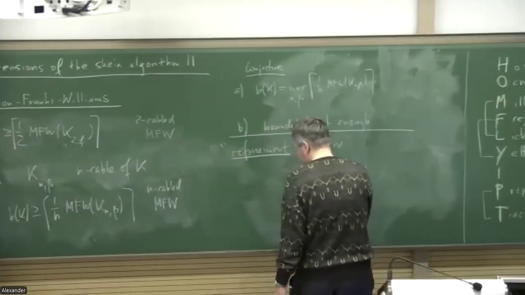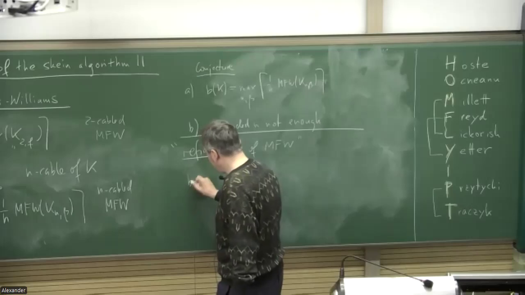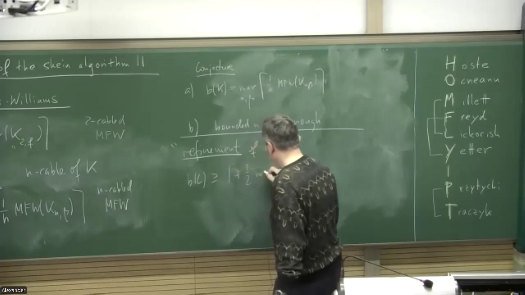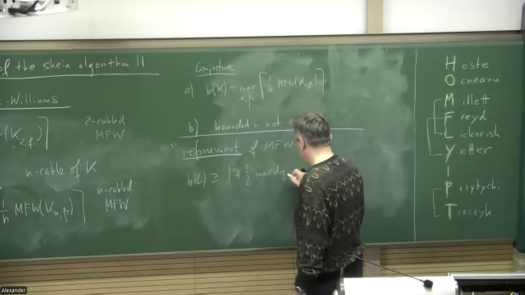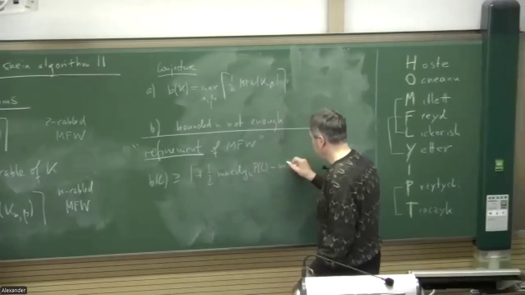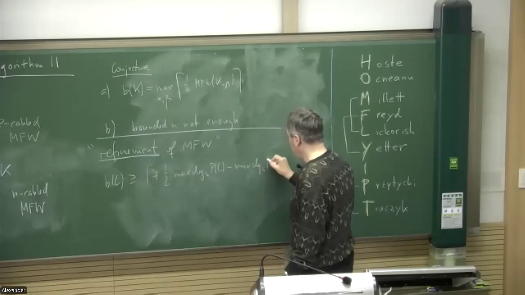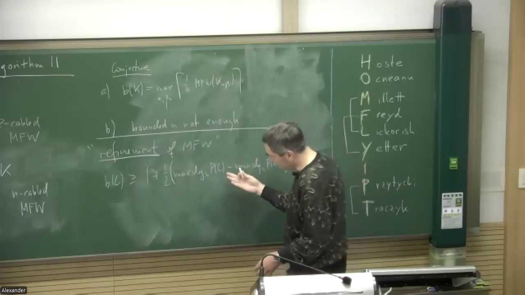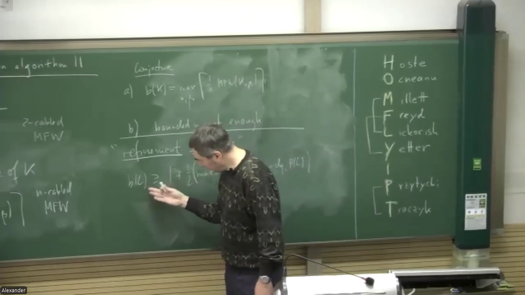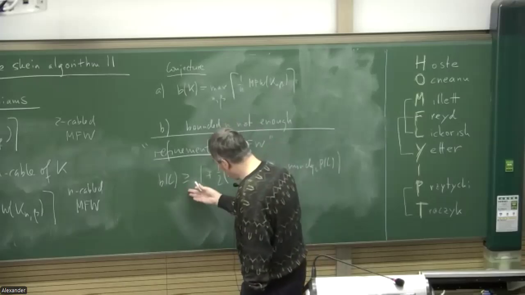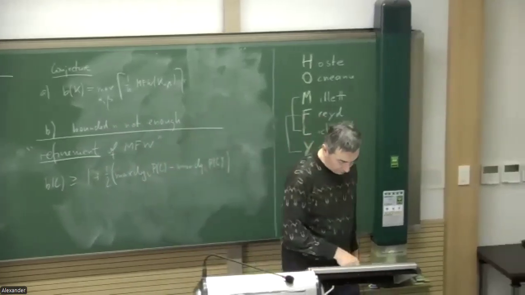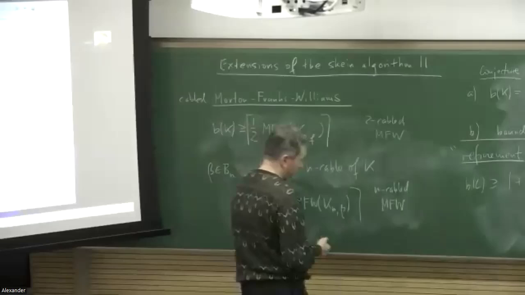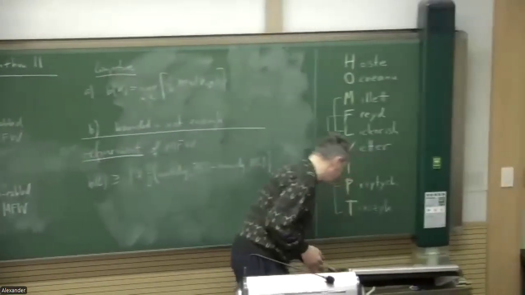So where does Morton-Franks-Williams come from? We said D of L is bigger or equal to 1 plus 1/2 the maximal degree of V_P of L minus the minimal degree of V_P of L. This is how you mostly use it, but this is not where it comes from. This inequality comes from 2 other inequalities, so it is the combination of 2 inequalities that were proved by Morton-Franks-Williams. And these inequalities are the following.